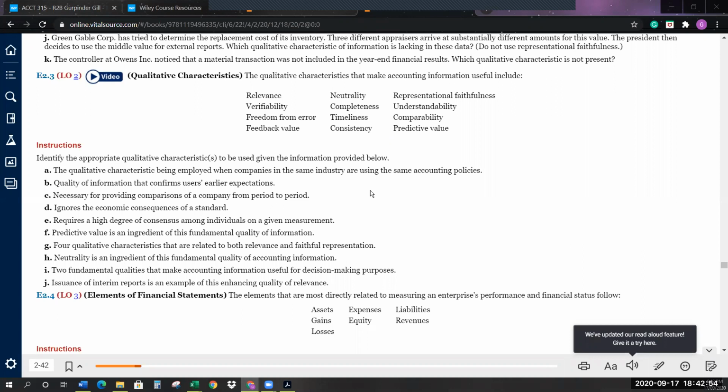Okay, last one: issuance of interim reports is an example of this enhancing quality of relevance. There are the basic qualities and then there are the enhancing ones. So that is your timeliness. We want to make sure that our financial statements go out in the market before they lose their value. As we said, we are reporting on historical information anyway. So when we are sending out the 2019 information, it's already late, right? You don't want it to be too late. You don't want to be issuing your 2019 financial statements in September of 2020. By that time, they're too stale. Some level of stale is good, and you need that for processing, but not too much.